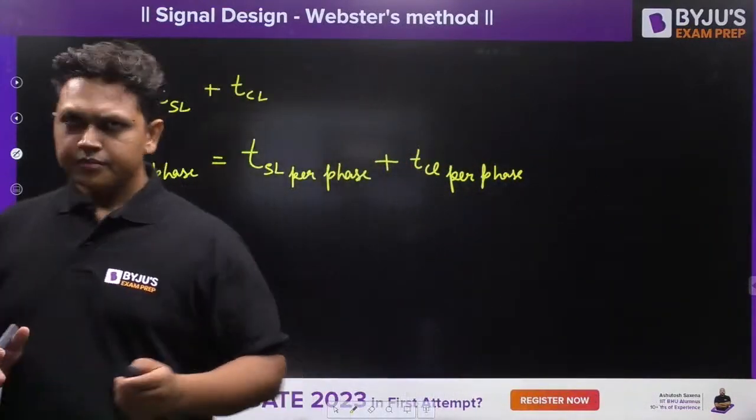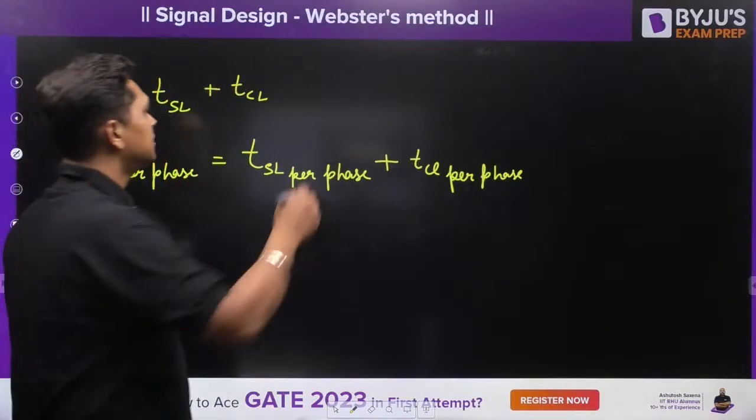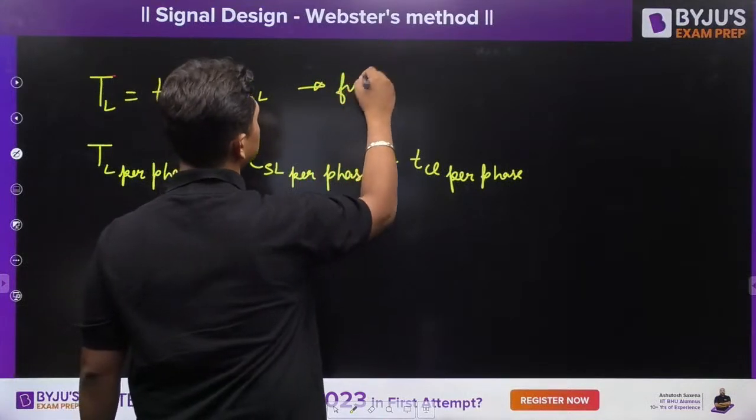All right, so this is the lost time per phase. This is the totalized lost time for the full cycle.